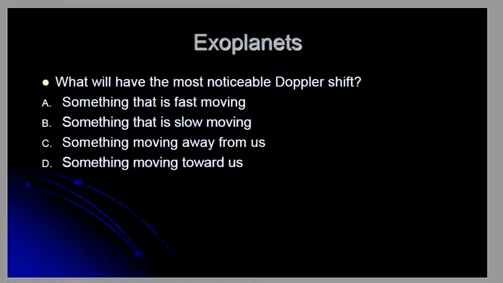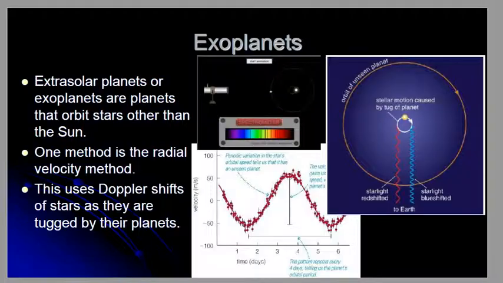The faster something is moving, the more it Doppler shifts. Just like the faster an ambulance is coming down the road, the more it Doppler shifts. The same is true of light. This is one of the techniques we use for discovering planets.